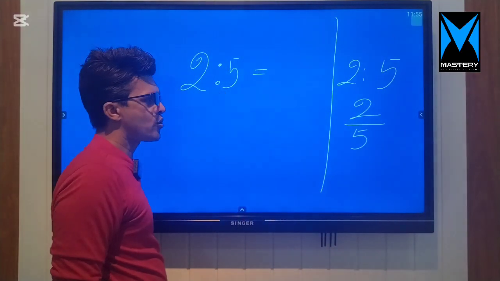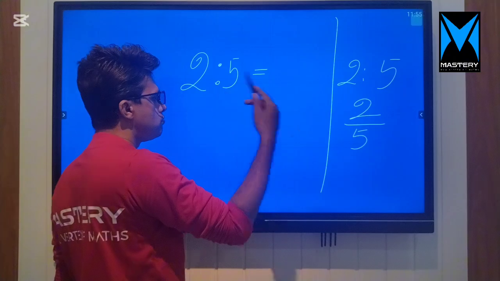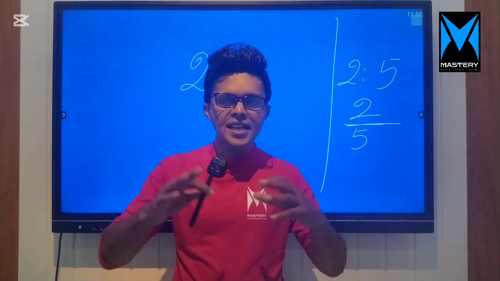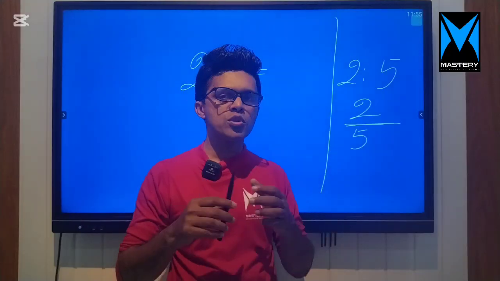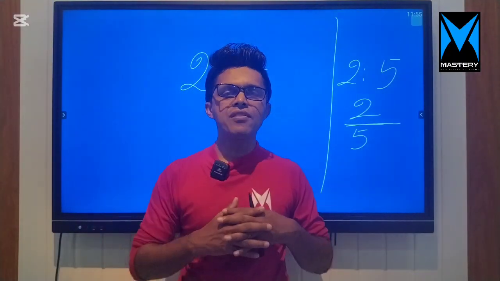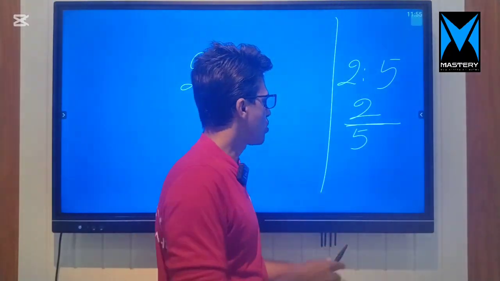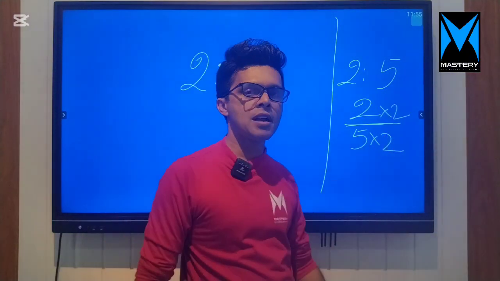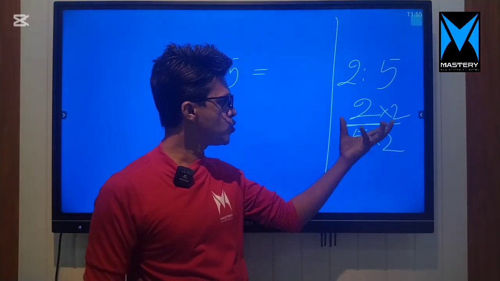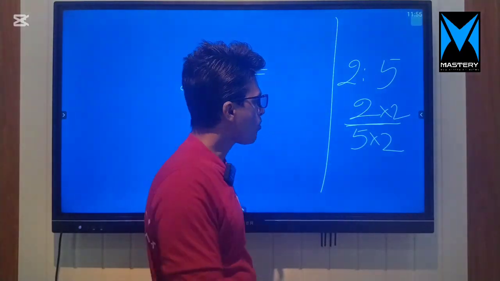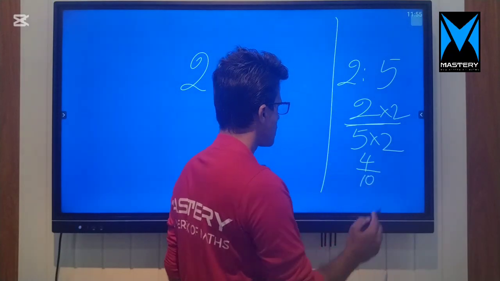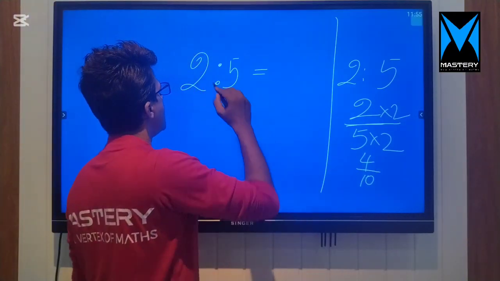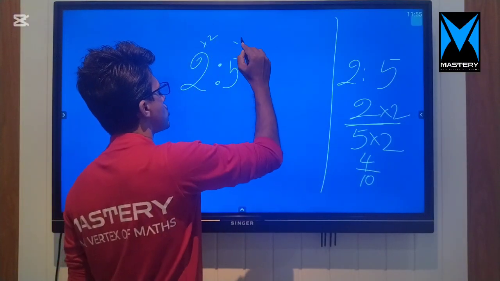This ratio can be written as a fraction. Can you remember equivalent fractions? Likewise, these ratios can also be written as equivalent ratios. So this side is multiplied by 2, and this side is also multiplied by 2. The denominator and numerator are both multiplied by 2. 2 times 2 is 4, 5 times 2 is 10.